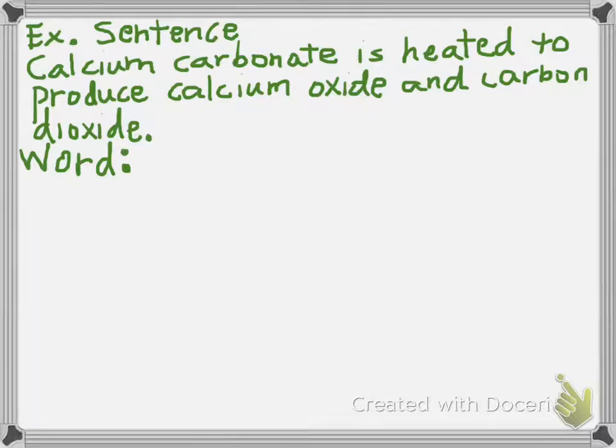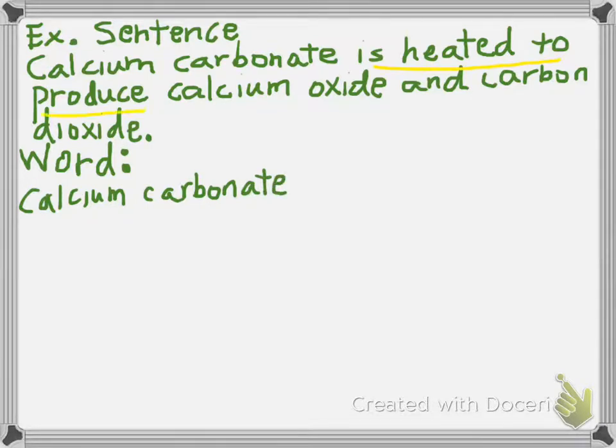So our word equation is going to be calcium carbonate, now, again, is heated to produce, right? That's going to become my arrow. And again, you can indicate that heat with that little triangle that means heat. You also could use the word heat. Again, that's not super important to me, but we'll go ahead and put it in there.